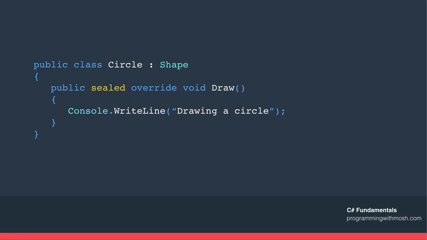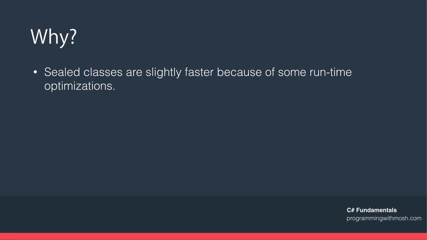Note that the sealed modifier can only be applied to methods that are overriding a virtual method on the base class. So if you're not overriding a method that is declared as virtual in your base class, there is no need to apply sealed. Now you may wonder, why do we need sealed?